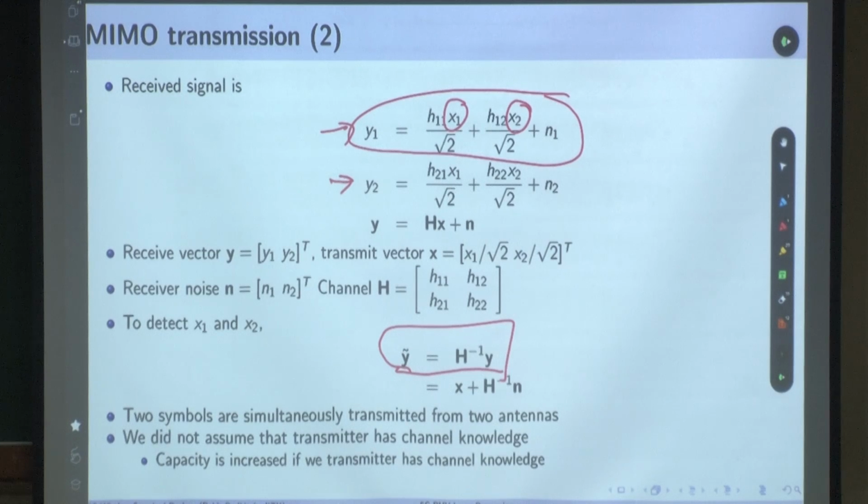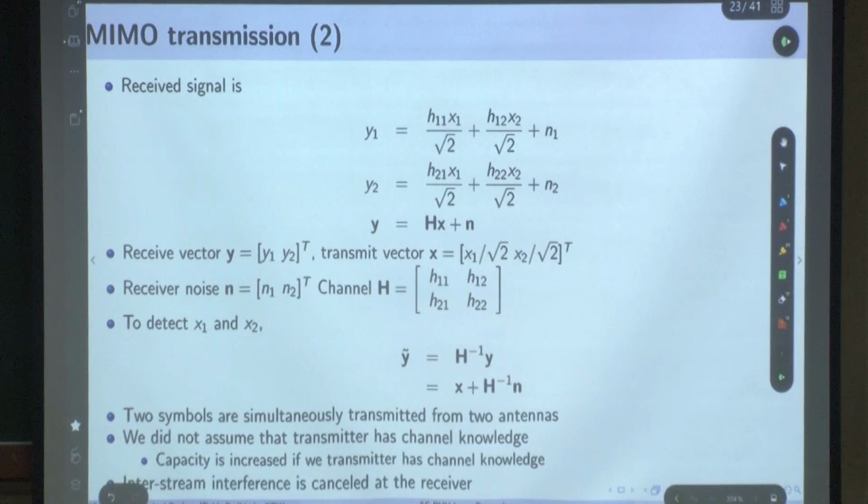Now, if the transmitter has the channel information, part of this interference is cancelled at the transmitter, and part of this interference is cancelled at the receiver. We'll take an example, and I'll show you that when the transmitter has the channel information, the capacity increases further. And now we take a step towards that, and I'll just introduce you to something.